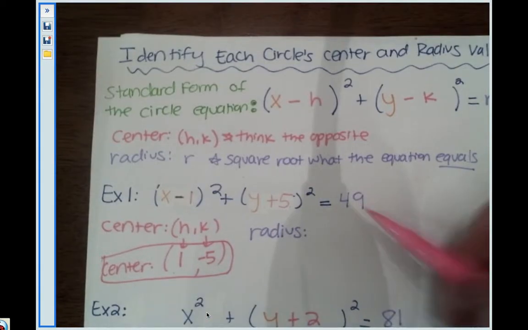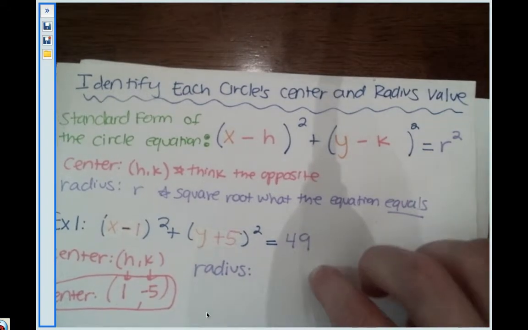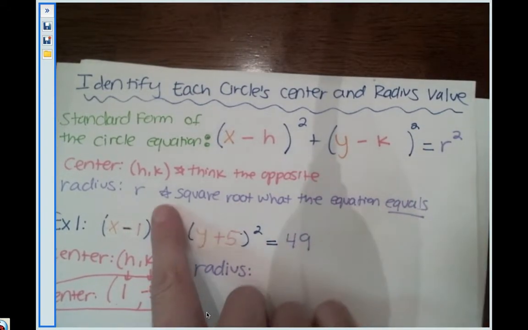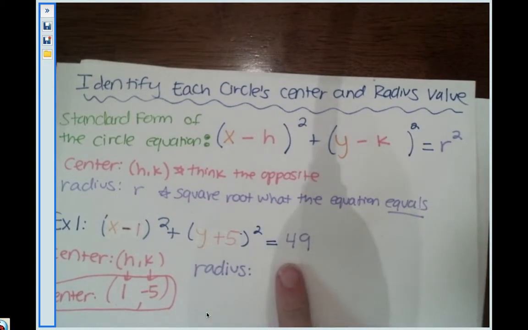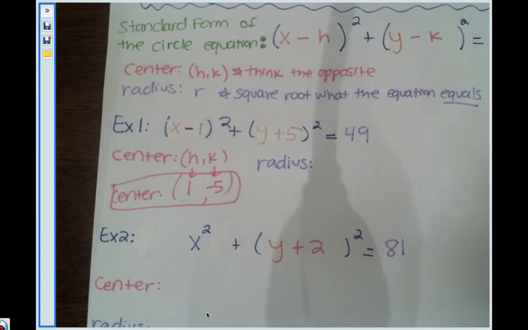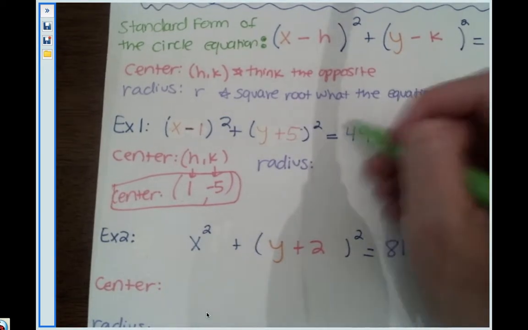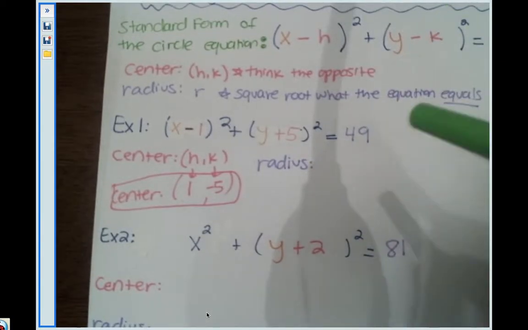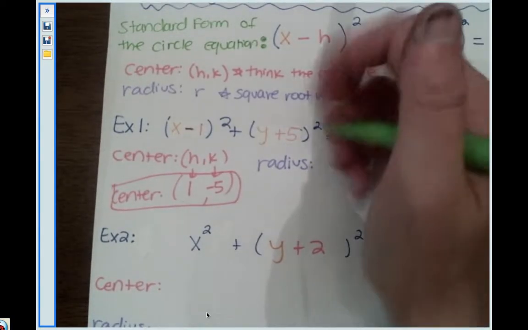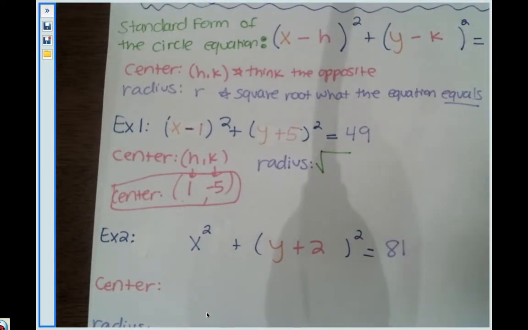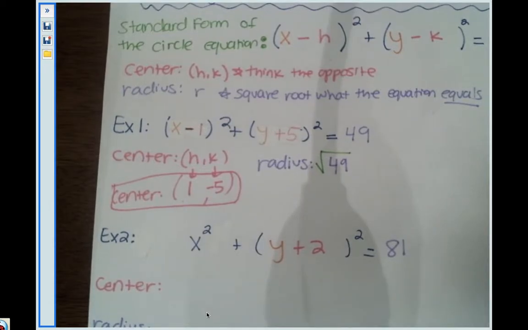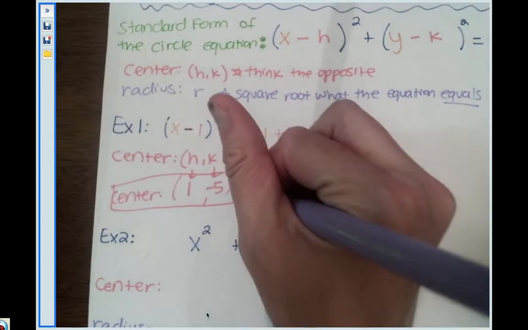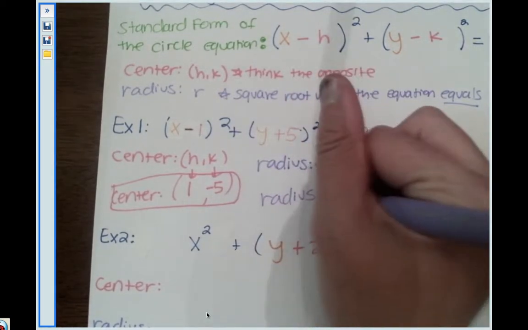All right, and then the radius, don't forget, the equation equals the radius squared. So to find the radius, we have to square root what the equation equals. We have to square root that final number on the end to get the radius. So I'm going to square root 49. Be careful. The radius is not 49. The demon cats will get you on that. So I'm going to square root 49 to get my radius value. What is the square root of 49? It is 7. So my radius length is 7 units.